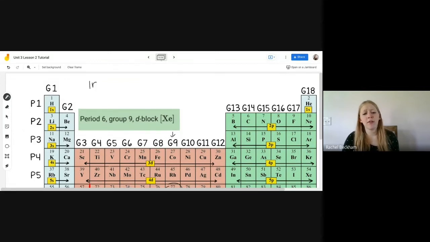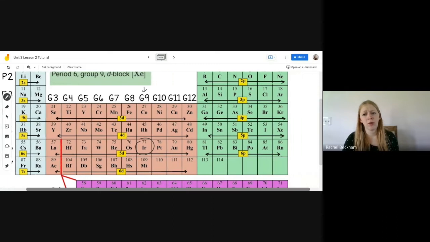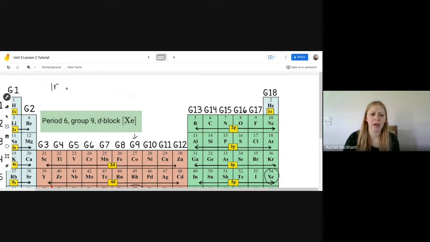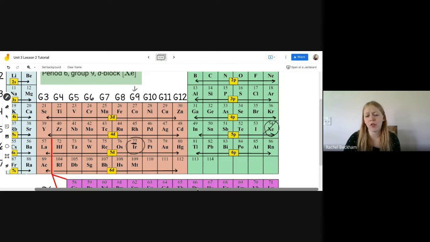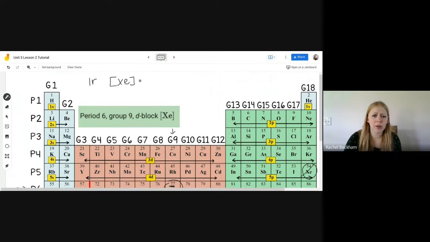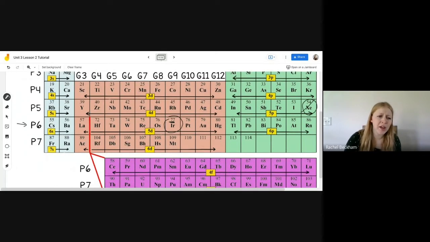So we need to find the previous noble gas to Ir. Remember, these are noble gases over here. Ir is number 77. So when you look at the noble gases, Xe would be the previous one because Rn is too far up. It's above 77. We need the previous noble gas. Okay, so we're going to put that in brackets. And what that means is we have to start where Xe left off. So what happens after Xe? Well, we're on row 6 or period 6. And what section do we hit first? We hit the S section first, right? This is S in the light blue.